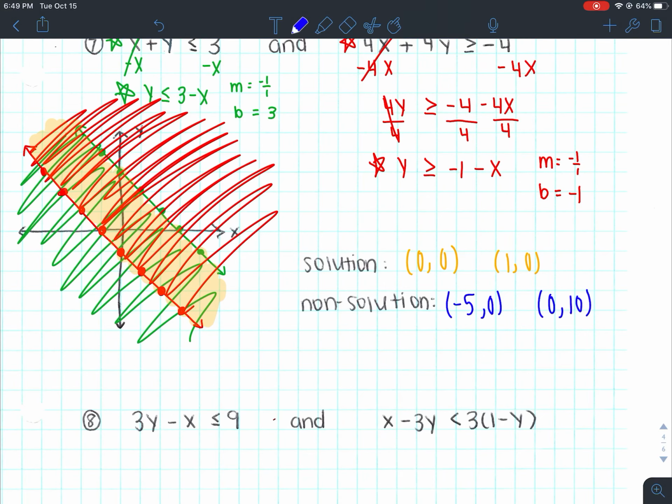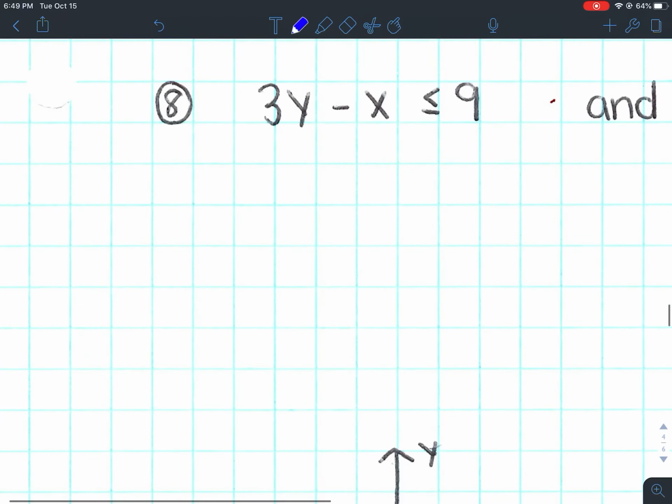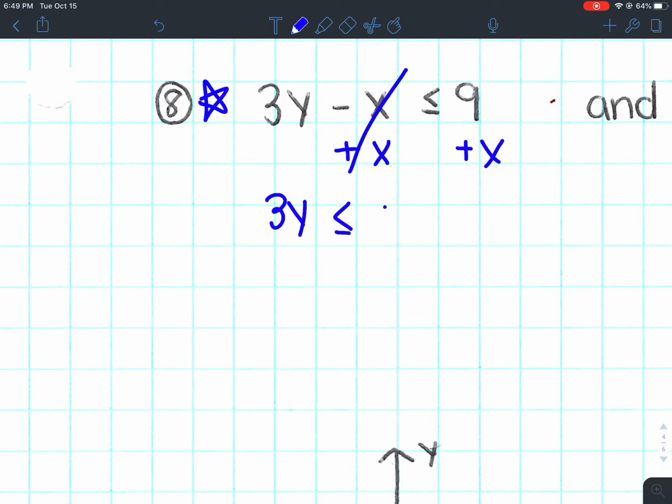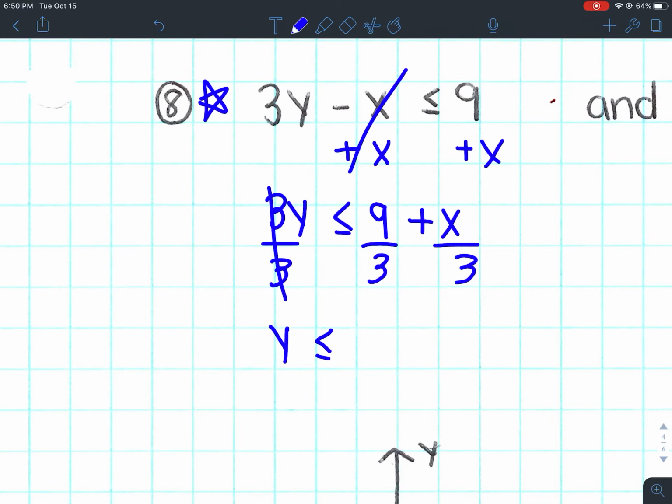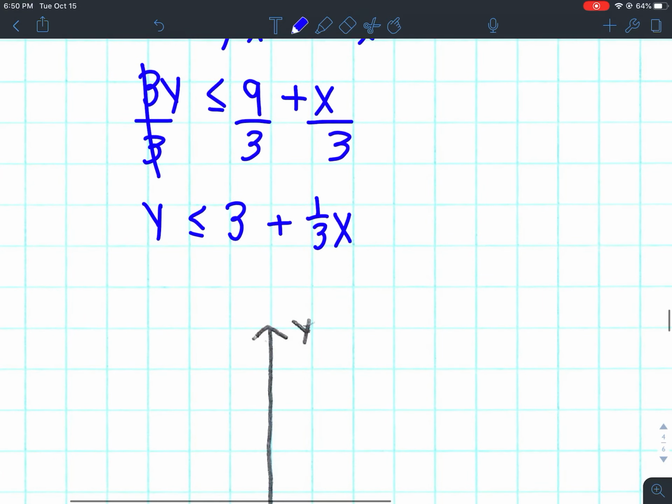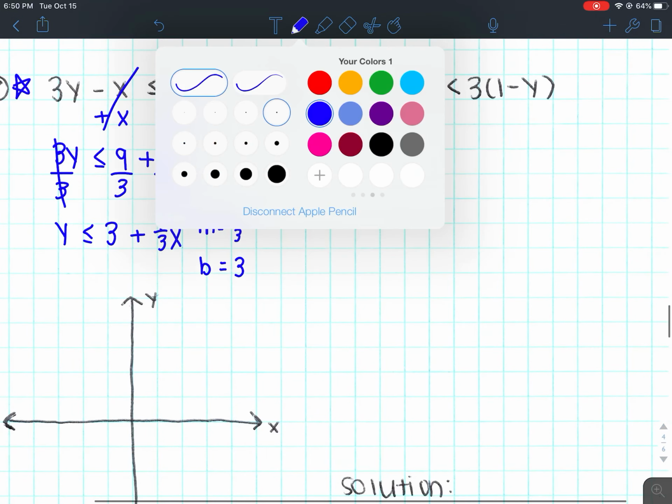All right, last one. 8. 3y minus x is less than or equal to 9, and x minus 3y is less than 3 times 1 minus y. All right, so number 8. I want to get y by itself, right? So I'm going to go ahead and add x to both sides. And then next I'm going to divide everything by 3 because I'm trying to get y by itself. So y is less than or equal to 9 divided by 3, which is 3. And then I have 1x divided by 3, which is positive 1/3 x. My slope here is positive 1/3, and my y-intercept is positive 3.